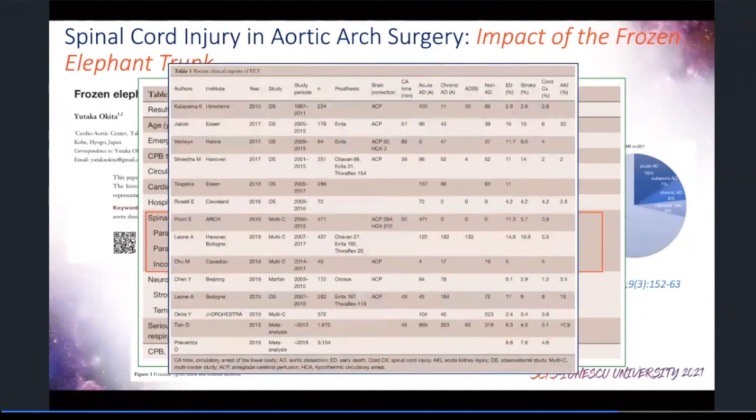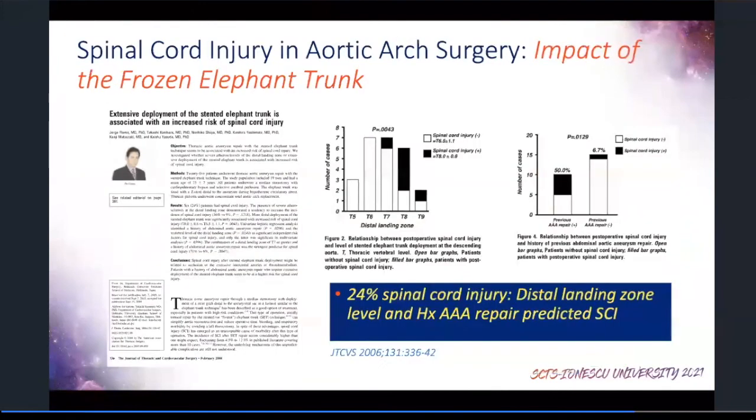And this was a summary that Dr. Okita put together in his paper at the time of all the recent clinical reports of frozen elephant trunk experiences at various institutions, demonstrating that cord injury, spinal cord injury, occurs in approximately 2 to 6% of all cases of frozen elephant trunk procedures.